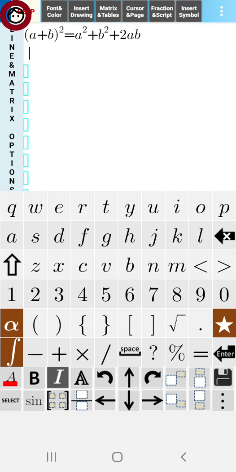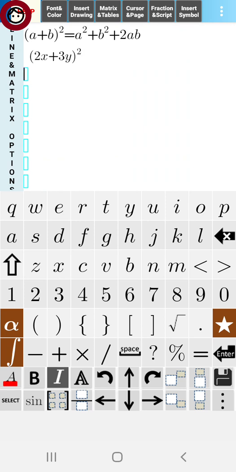In this video we will see how we will expand and use the identity (a + b)² = a² + b² + 2ab. Now we are going to expand (2x + 3y)² using this identity.